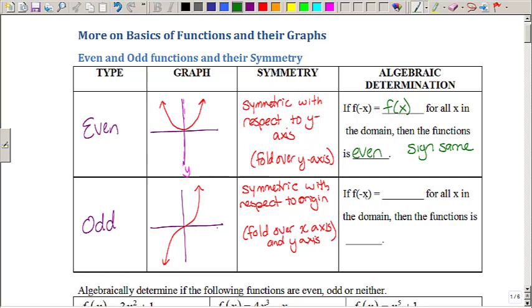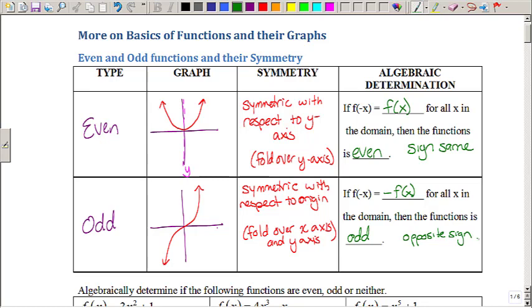Now, if I do f of the opposite of x, or f of negative x, and it turns out to be the opposite of f of x, or negative f of x, for all x in the domain, then we can say the function is odd. So if I evaluate f at negative x, and all of my terms have the opposite sign, then I know that my function is odd.